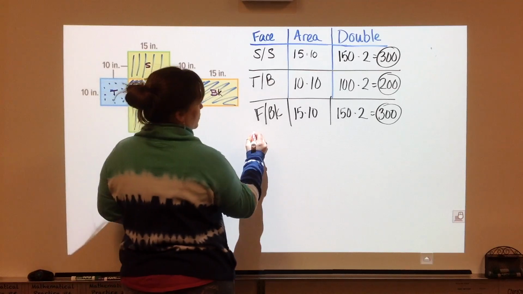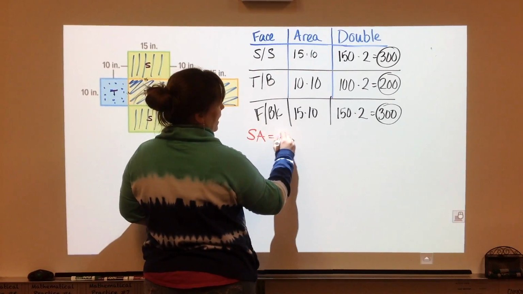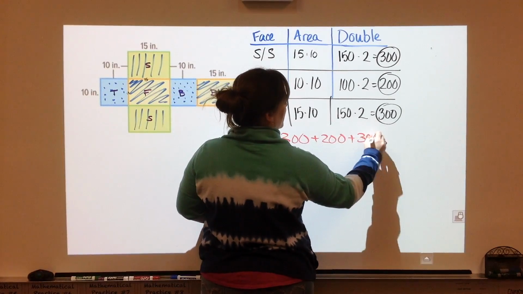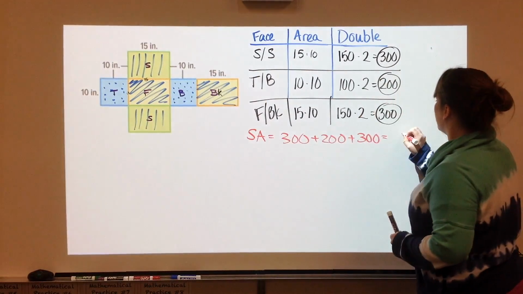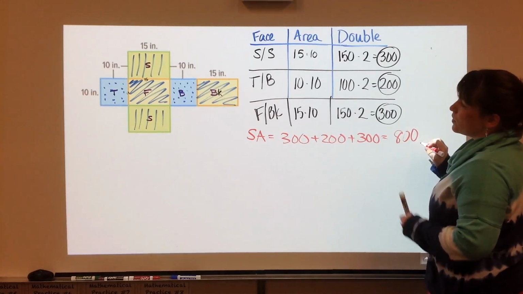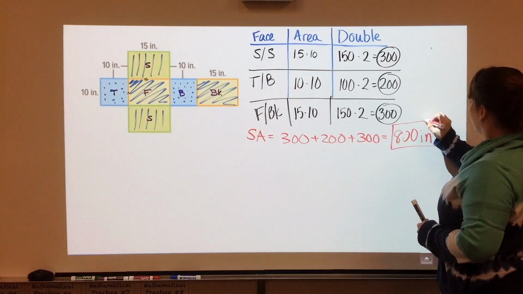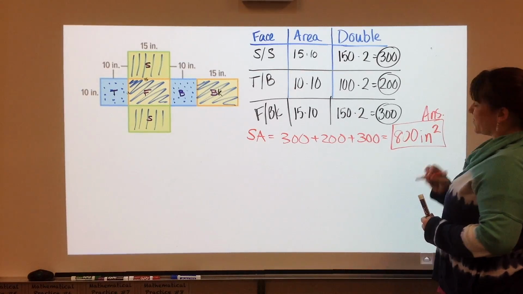To find the surface area, we're going to simply add 300, 200, and 300 up together. When we do, we get a lovely 800. Because our unit is inches and we're dealing with area, the final answer is 800 inches squared.